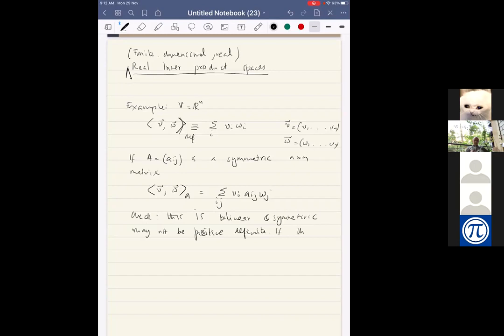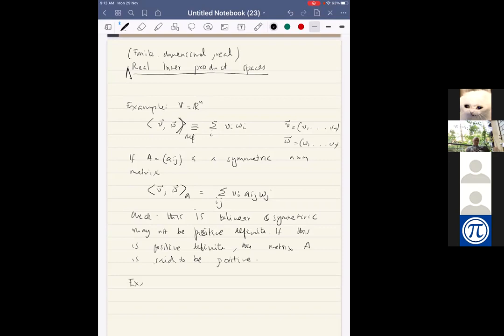If this is positive definite, the matrix A is said to be positive. So whenever I have a positive matrix, you get a corresponding inner product.